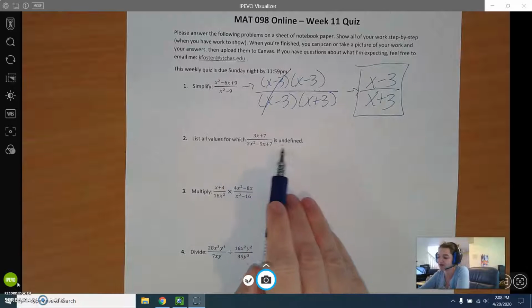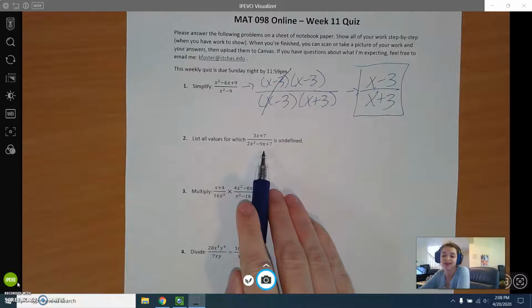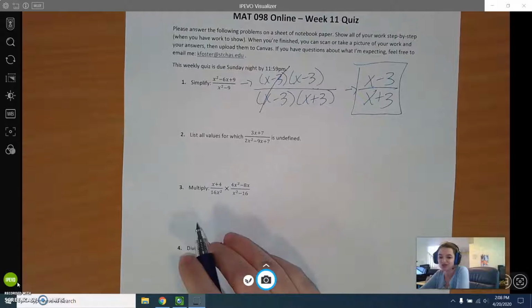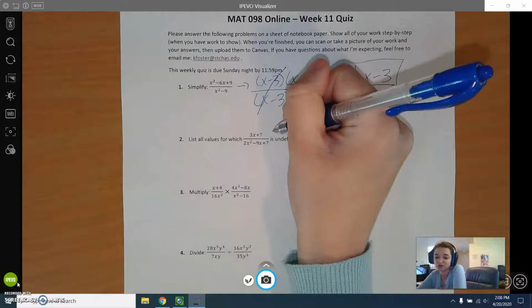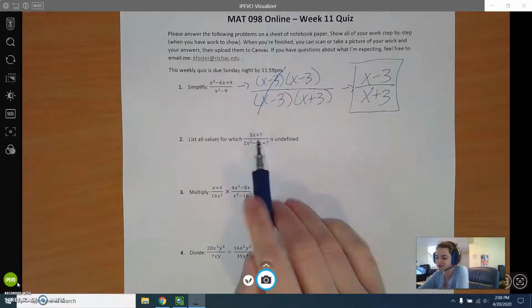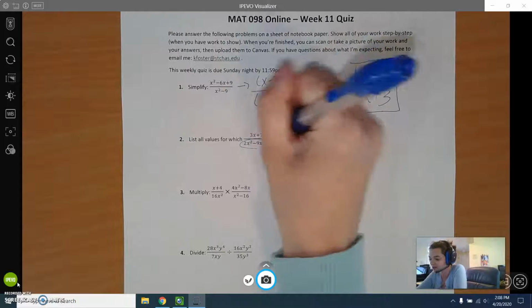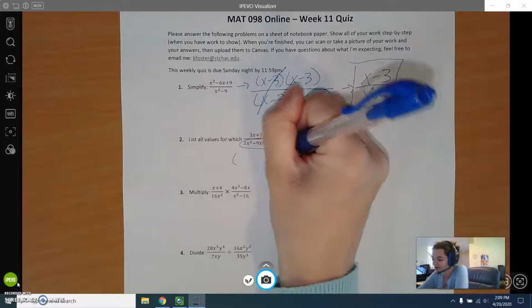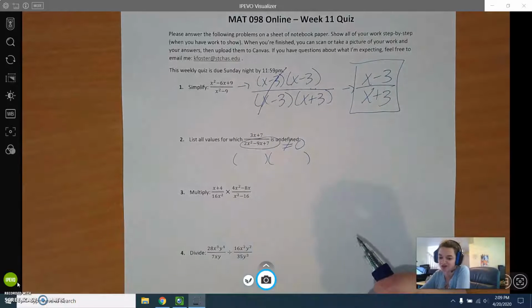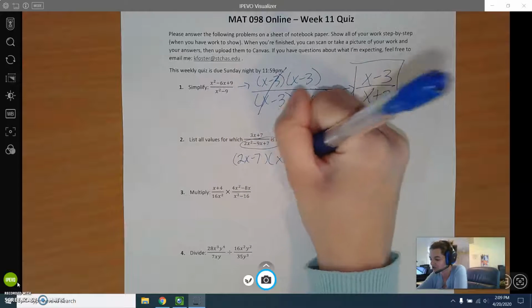Next up is about undefined values. In general, we can't divide by 0, so that's what you're looking for. I don't actually care about the numerator, I care about the denominator, because that would be divided by 0. The denominator can't equal 0, and to solve it, I'm going to have to solve by factoring. If I factor it out, using that guess and check factor technique, it would be 2x minus 7 and x minus 1.